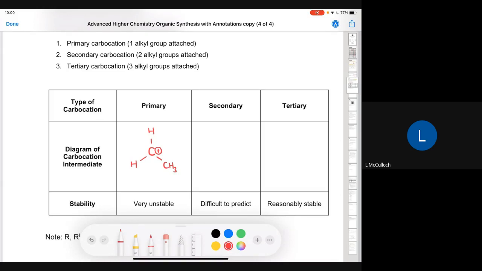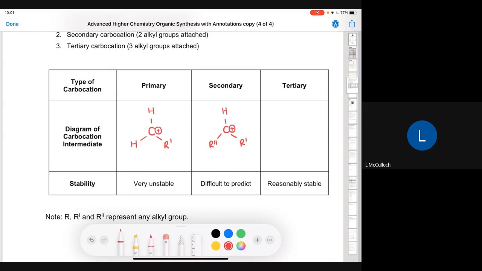If we have a secondary carbocation, we have 2 alkyl groups attached. Now, in fact, what I'm going to do is replace the CH3s with Rs that represent alkyl groups, just to make that a bit more general. So for our secondary carbocation, we're going to pop on 2 alkyl groups. So I've got 2 R groups. R dash and R dash dash represent any alkyl group. So I've got that wee note at the bottom.